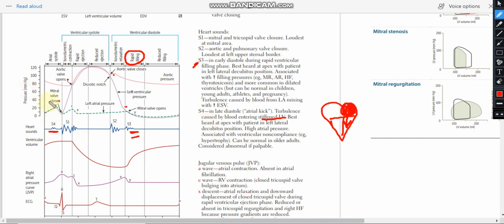So revising all these four heart sounds: S1 will occur in the isovolumetric contraction, S2 will occur in the isovolumetric relaxation, S3 in the rapid filling, and S4 in the atrial systole.